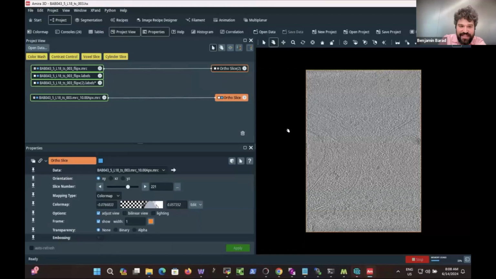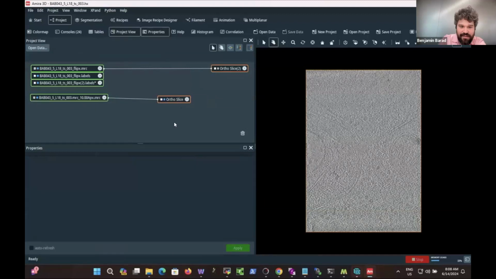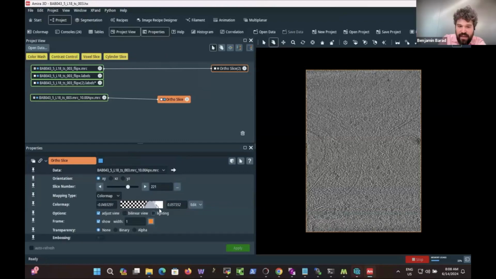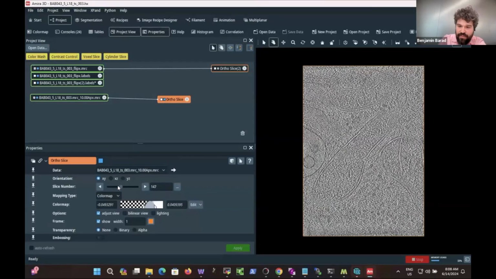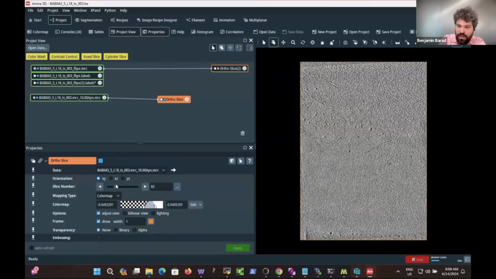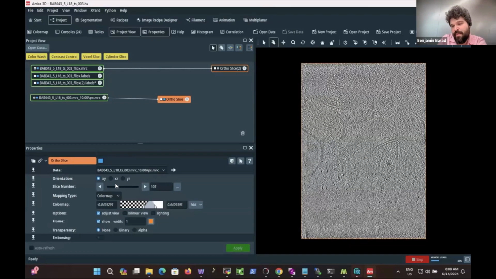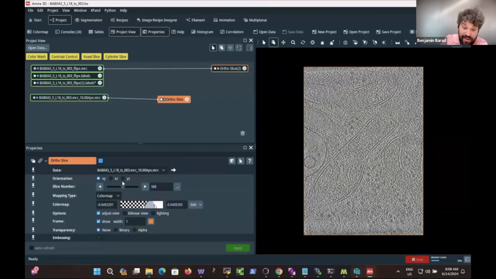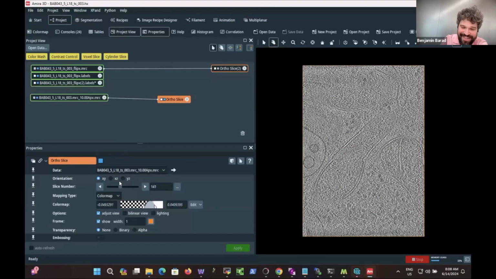Okay, I'm remoted into my workstation. Can everyone see it? Hopefully, yes. This is Amira. Amira is a paid software from Thermo Fisher. It is sort of the standard in the field for looking at segmentation. But increasingly, people are switching to Dragonfly. People in my lab are using Dragonfly now. I am not very comfortable in Dragonfly, so I'm doing this in Amira.